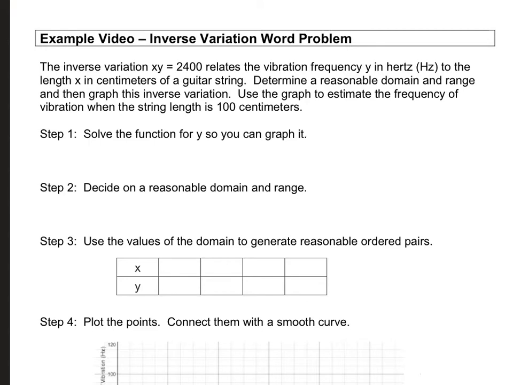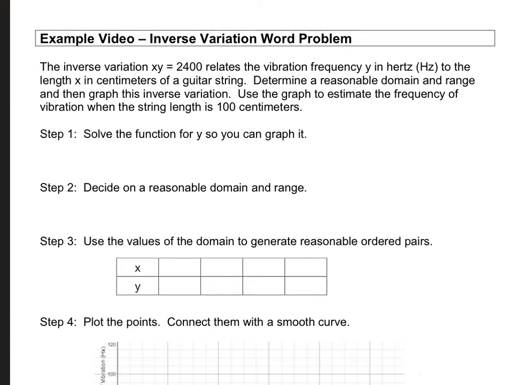Determine a reasonable domain and range. Remember, domain is your x's, range is your y's. And then graph this inverse variation. Use the graph to estimate the frequency vibration when the string length is 100 centimeters. So our first step, it's kind of nice. It's walking us through it.